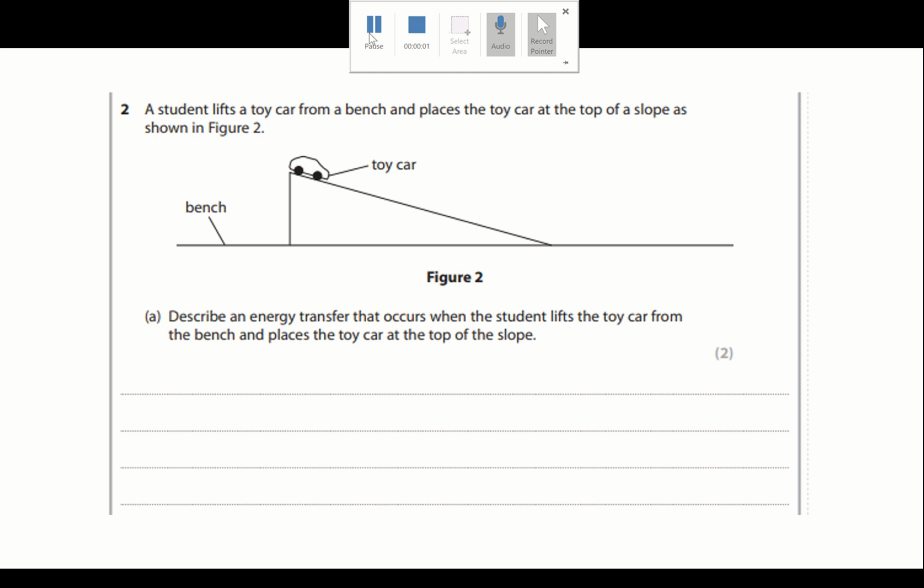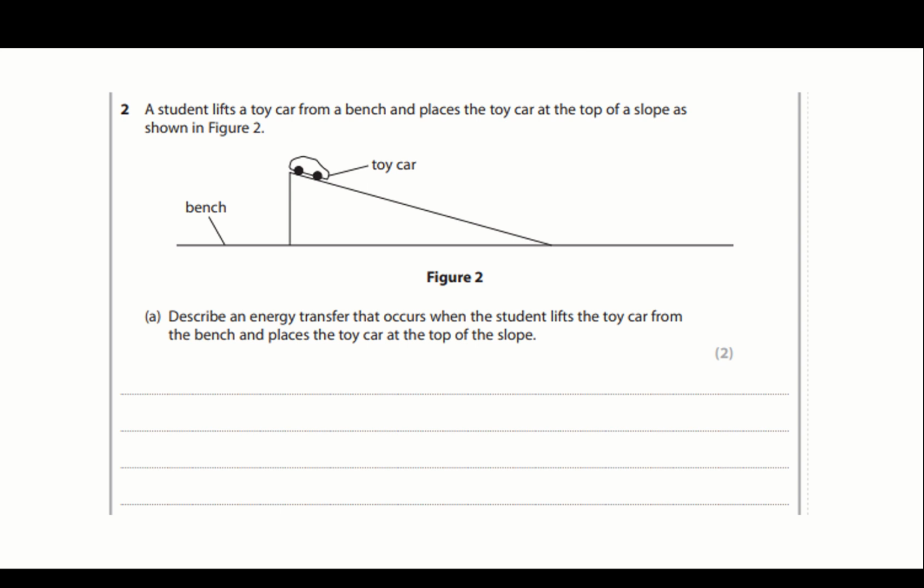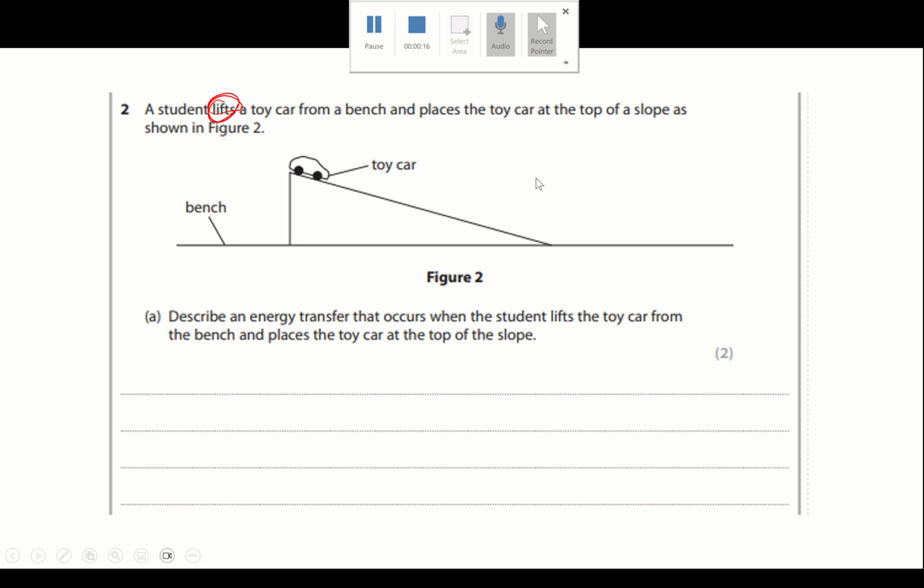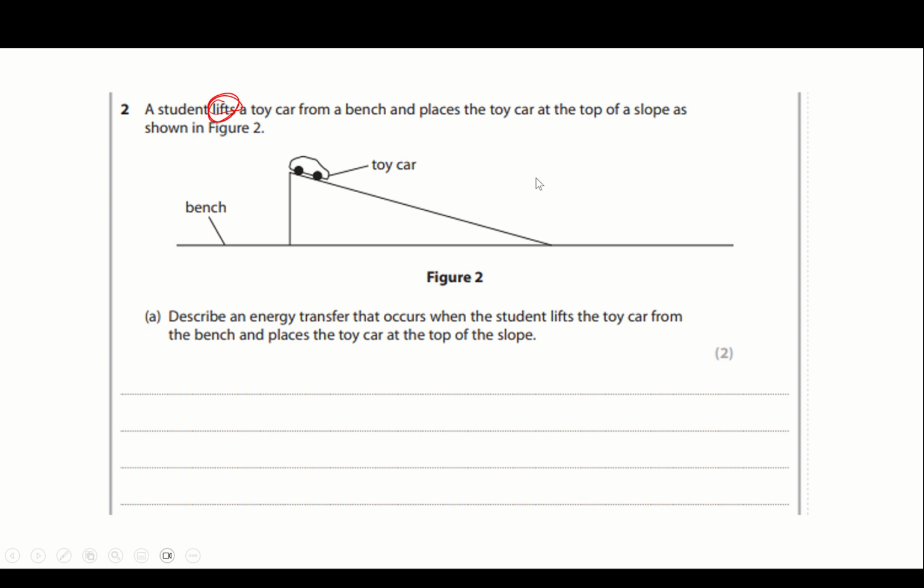Okay, question 2 is about energy transfers and cars going down ramps and speeds and velocities and possibly accelerations. I can't quite remember. So a student lifts a toy car from a bench and places it at the top of the slope. Describe an energy transfer that occurs when the student lifts the car from the bench.